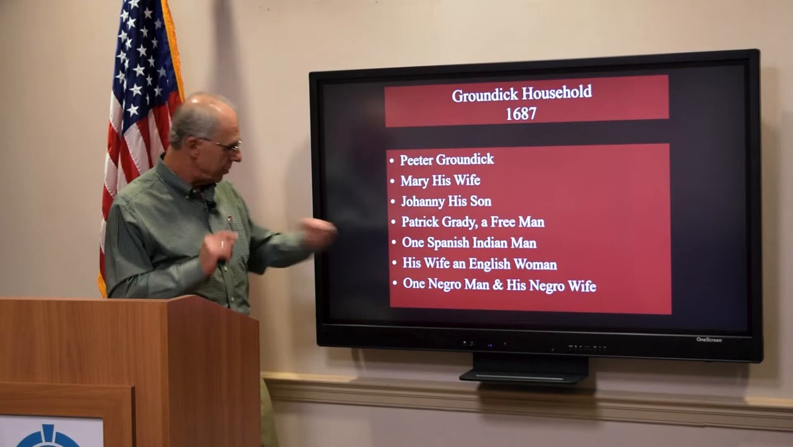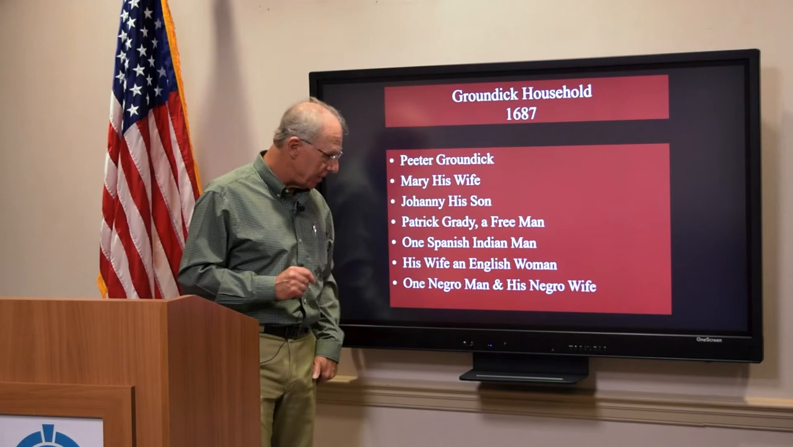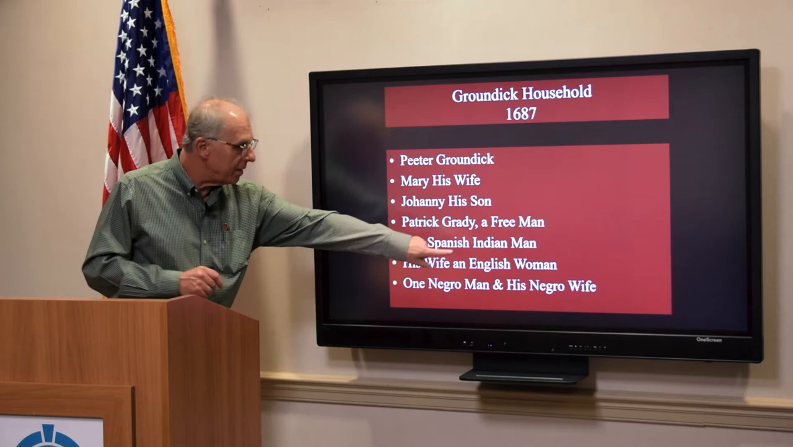So in other words, Patrick Grady, he's listed as a free man. That way he's clearly not a part of the family. He's not an indentured man or an indentured servant of any kind, as well as these other distinctions that you see here. And we'll come back to the African family that was present.